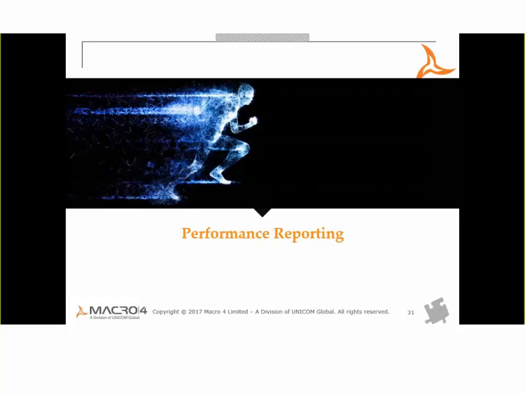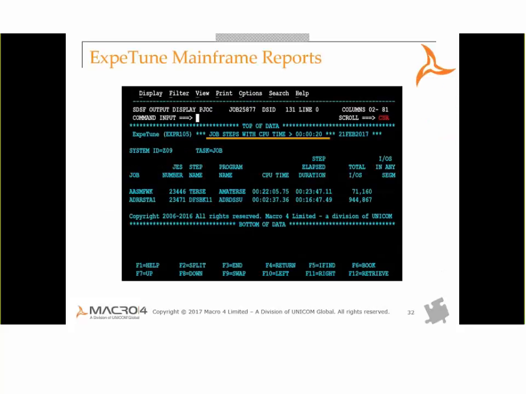The next area I want to look at is our performance products. One of our key products is the Eclipse product. And people use this so that they can keep an eye on their system. It makes it easier to find problems. If, for example, this particular report that it's produced is looking at job steps with a CPU time greater than 20 seconds. And there's all sorts of different reports.